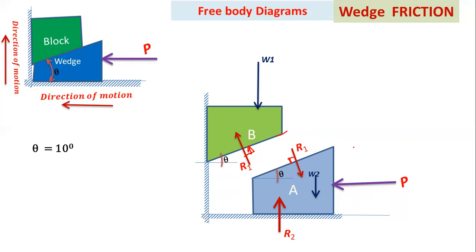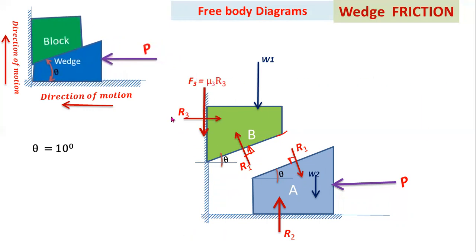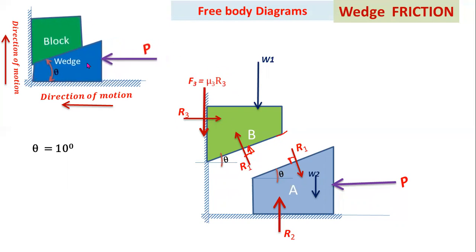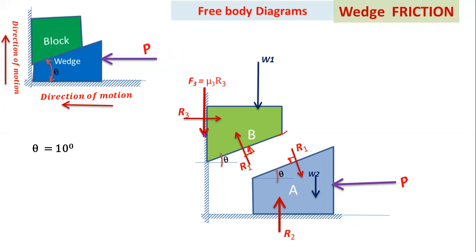After that, you have to consider reaction force R3 between this vertical wall and this block. Here the support is vertical, so you have to consider a horizontal reaction force. And F3 is the frictional force. Here the direction of motion of this block is upward, so you have to consider a downward frictional force along the support.